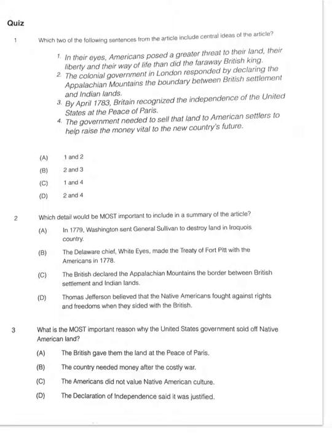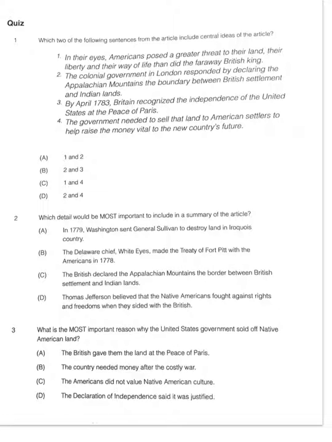Number 2. Which detail would be most important to include in a summary of the article? So which detail would you most want to include if you are summarizing the article? Is it A, in 1779, Washington sent General Sullivan to destroy land in Iroquois country? Is it B, the Delaware chief, White Eyes, made the Treaty of Fort Pitt with the Americans in 1778? Is it C, the British declared the Appalachian Mountains the border between British settlement and Indian lands? Or is it D, Thomas Jefferson believed that the Native Americans fought against rights and freedoms when they sided with the British?